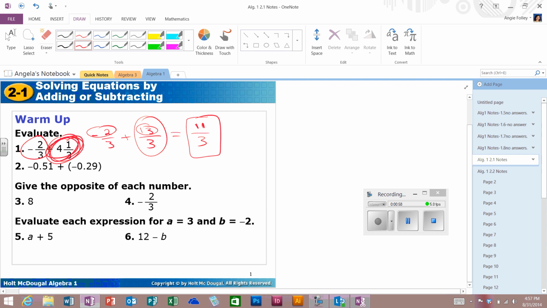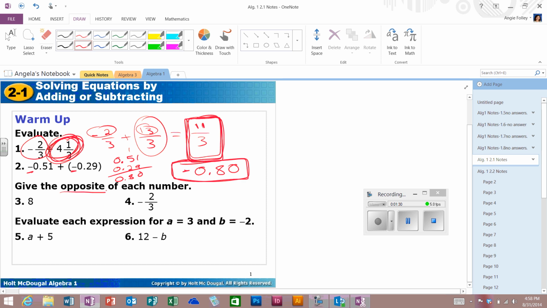Okay, so negative 0.51 plus negative 2/9. We have the same sign here, so we're going to combine these and then put the negative sign on top. After I combine them, I'm going to get 0.08, but it has to be a negative 0.8. Sometimes on these videos I say things and write different things, and I'll try to correct myself. But if you guys catch something, just ask me the next day in class, okay?